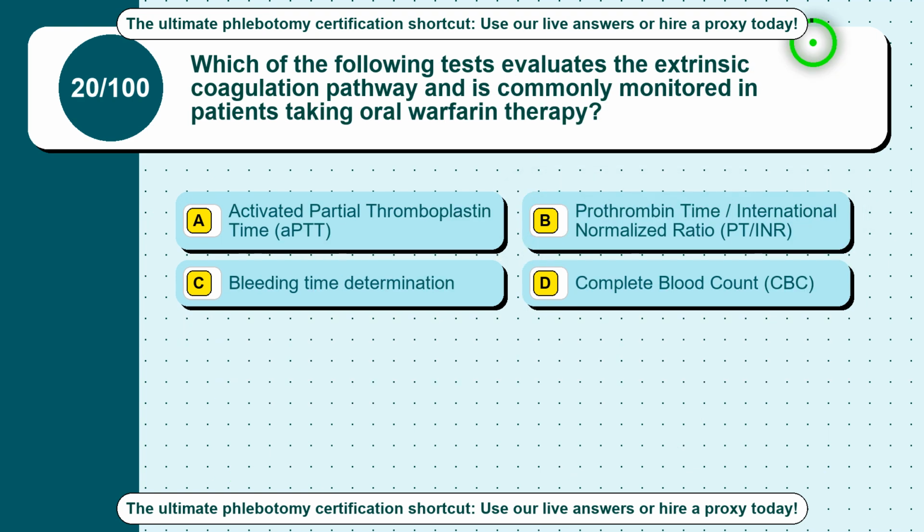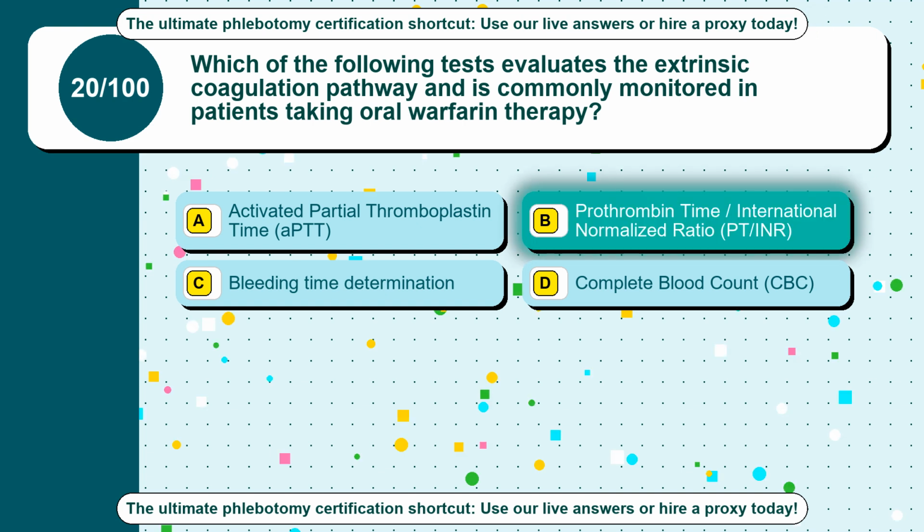Question 20. Which of the following tests evaluates the extrinsic coagulation pathway and is commonly monitored in patients taking oral warfarin therapy? Option A, activated partial thromboplastin time, APTT. Option B, prothrombin time / international normalized ratio, PT/INR. Option C, bleeding time determination. Option D, complete blood count, CBC. The correct answer is option B, prothrombin time / international normalized ratio, PT/INR.